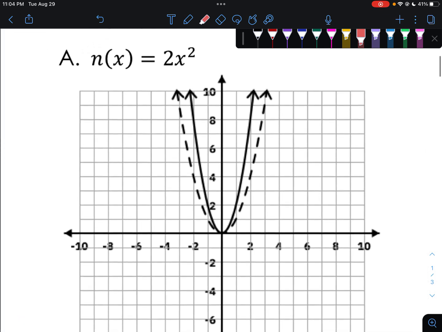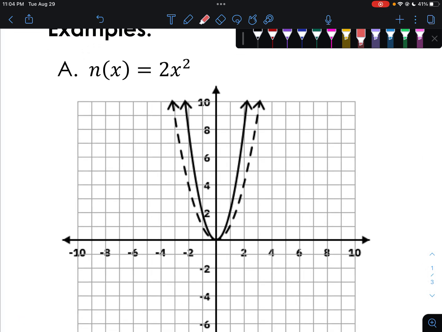So here, in example A, I have my parent function, that is the dotted line. Okay, so that is my parent function of y equals x squared. My transformed function has a 2 in front of it, which means I am stretching my graph vertically. So I started at 0, 0, and if I multiplied that y value by 2, I would also get 0. Then my next parent function started at 1, 1, but if I multiplied that y value by 2, I'm going to get 1, 2, which I have a point.